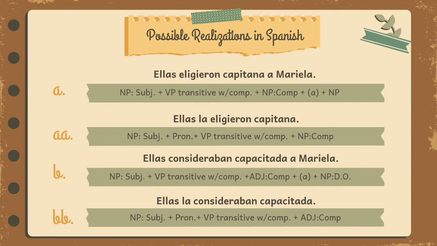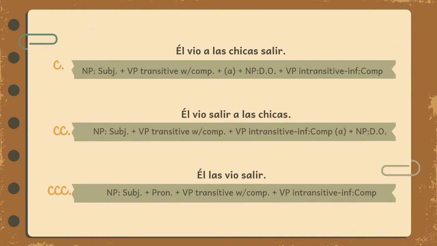Noun phrase as a subject, verb phrase transitive with complement, adjective as a complement plus a plus noun phrase as a direct object. B. Ellas la consideraban capacitada. Noun phrase as a subject, pronoun la again, verb phrase transitive with complement and adjective as a complement. Here we have 3 variations of the same statement. C. Él vio a las chicas salir. Noun phrase as subject, verb phrase transitive with complement, plus a, plus noun phrase as a direct object, plus intransitive verb phrase with a verb and infinitive as complement.